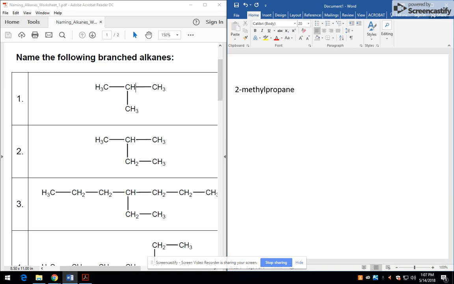Now, you can call it 2-methylpropane if you want. The truth is that it doesn't get a 2 because there's no other place that methyl could be. If it was on the end, it would just be butane, right? Because that would be a straight chain. 1, 2, 3, and then if it was over here, it would be 4. So technically speaking, it's really just methylpropane.